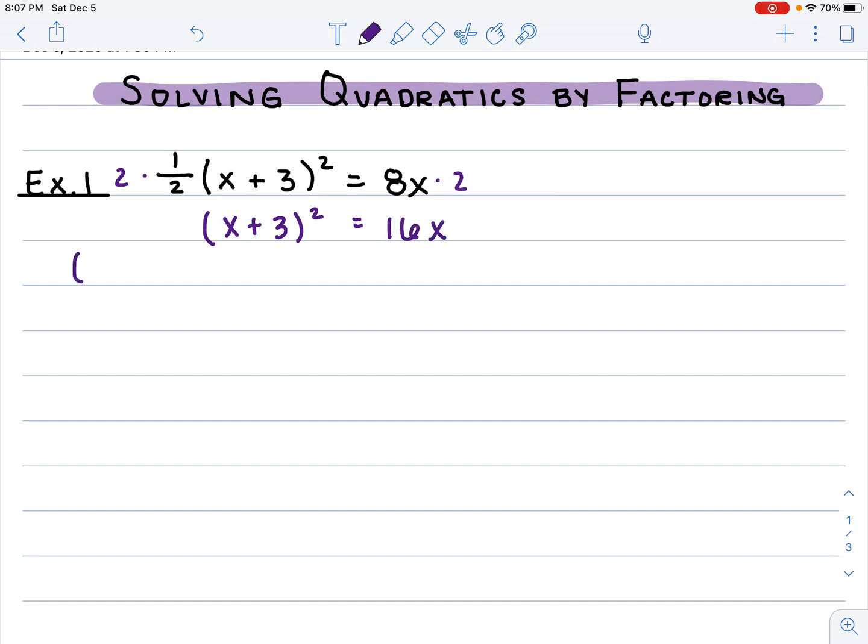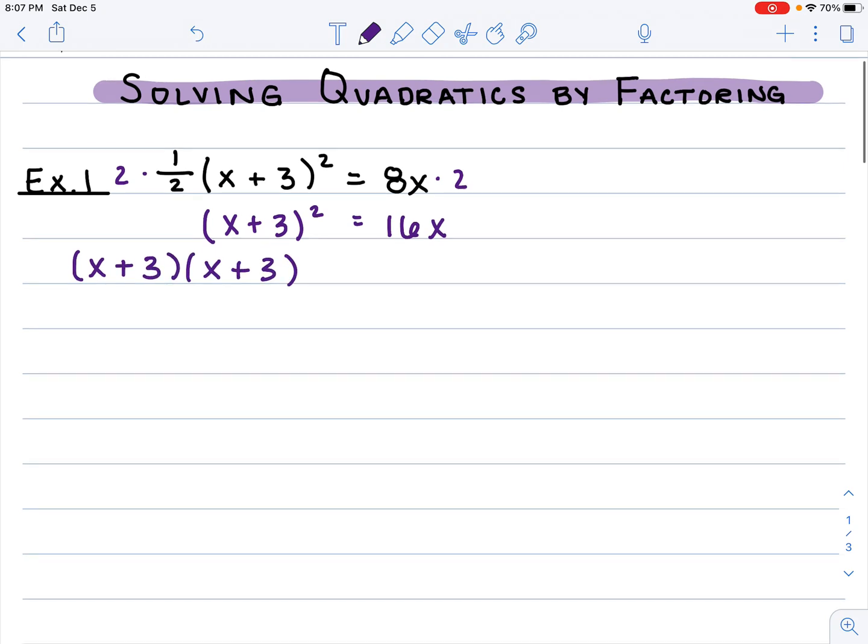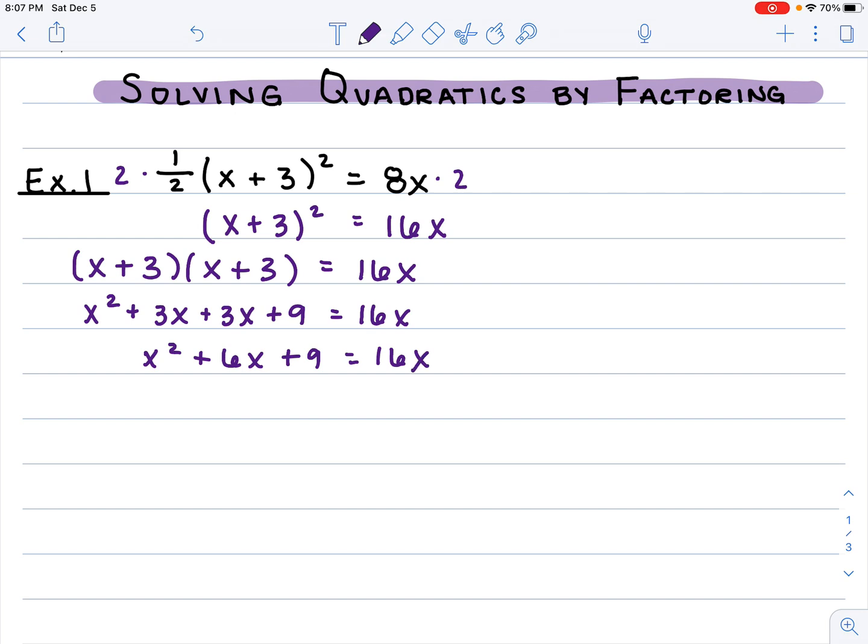Now I'm going to take the x plus 3 squared and write that out twice, because when you square something, that just means you multiply it by itself. I'm going to go ahead and FOIL. And I'm going to combine my like terms now. Finally, I'm going to subtract that 16x over, so everything's on one side. And at this point, we finally have it equaling 0. So from here, we can factor.